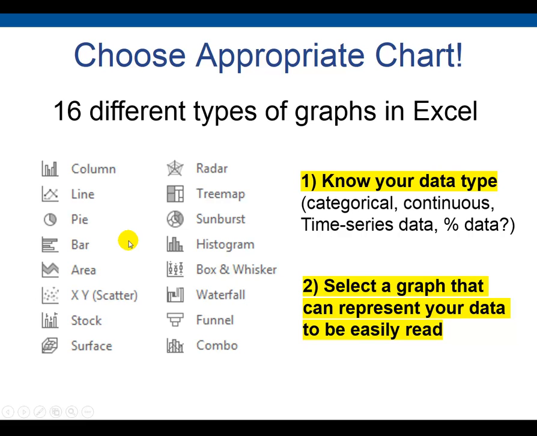The rule of thumb is you have to understand your data type. Sometimes the data is categorical data. Sometimes it can be continuous data, such as anthropometric data, which we learned last time. It's continuous data, percent data, things like that. So understand the data type and then choose the right figure to visualize your data effectively.